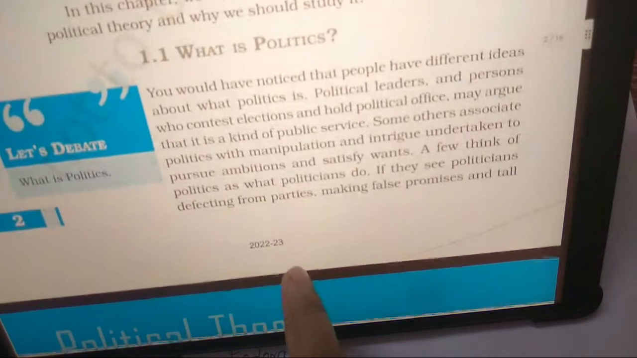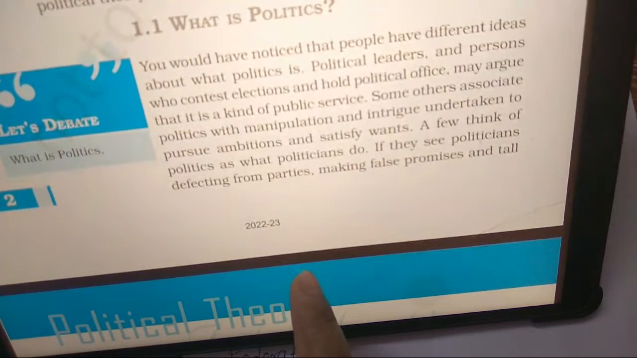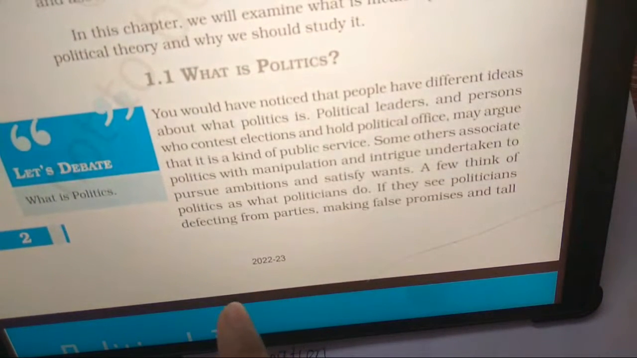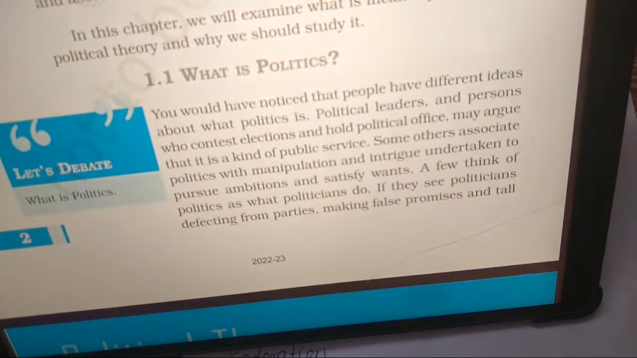What is politics? You would have noticed that people have different ideas about what politics is. Political leaders and persons who contest elections and hold political office may argue that it is a kind of public service. Some others associate politics with manipulation and intrigue undertaken to pursue ambitions and satisfy wants. A few think of politics as what politicians do.